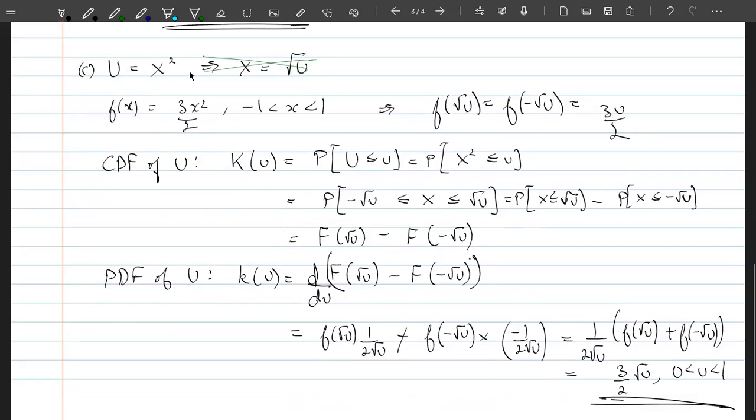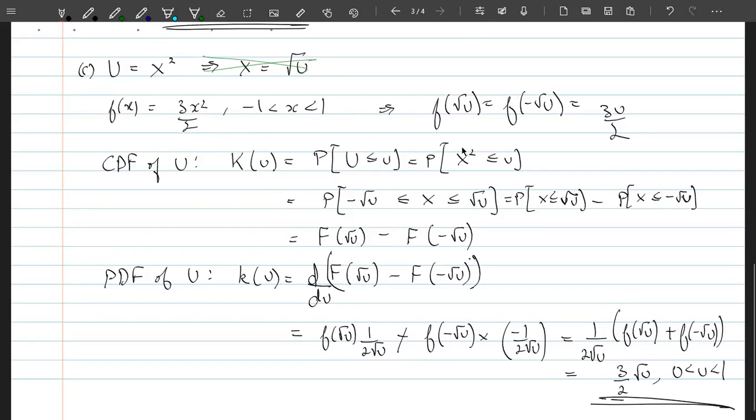And if u is some other function of x, it will differ. But if u equal to x square, no matter what the PDF of x is, this is what is always going to happen, provided you have x taking both negative and positive values. So this part is general. And after that, when you differentiate it, again, this part you will always get if x has a symmetric PDF, if x has a symmetric distribution.